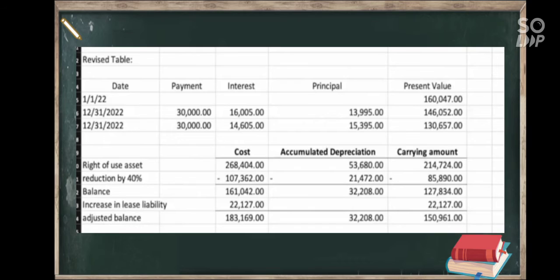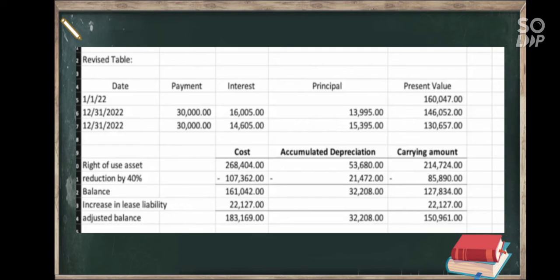So this is now our revised table. The present value is 160,047, and then the interest is 16,005. Payment is 30,000, so less the interest. Our principal is 13,995. So as of December 31, 2022, the present value is 130,657.